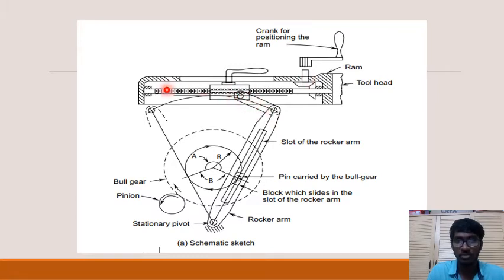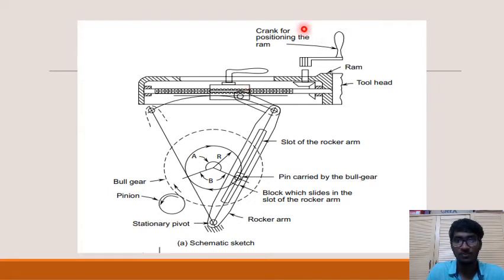So the length of this stroke, that is the ram stroke, can be changed by changing the radius of the circle in which the pin rotates. The length of the travel should be a little longer than the actual length of the workpiece. This allows sufficient time for the tool block of the clapper box to swing back to its position for cutting.